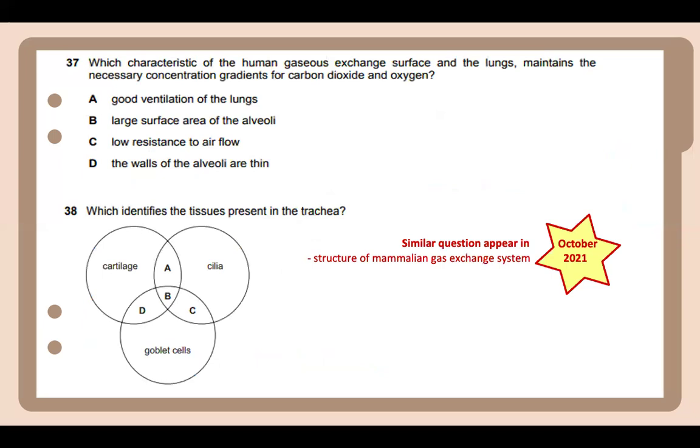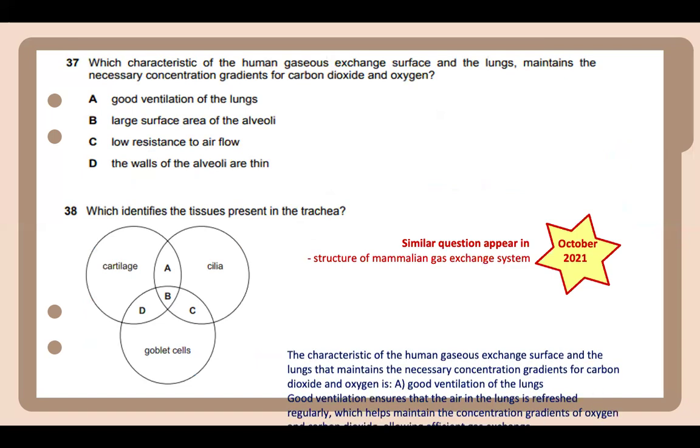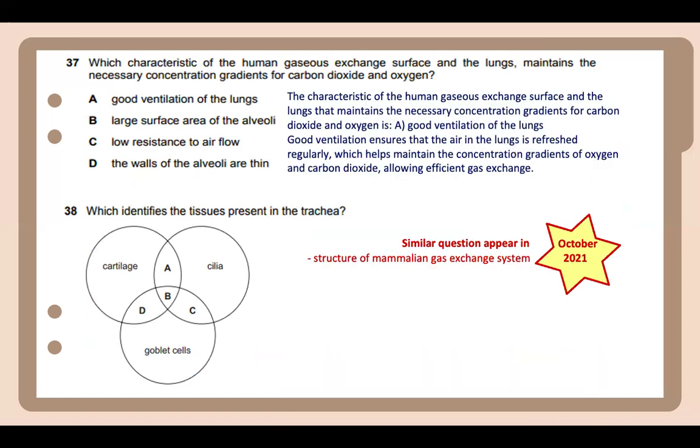Which characteristic of the human gas exchange surface in the lung maintains the necessary concentration gradient for carbon dioxide and oxygen? The characteristic of the human gas exchange surface in the lungs that maintains the necessary concentration gradients for carbon dioxide and oxygen is good ventilation of the lungs. Good ventilation ensures that the air in the lungs is refreshed regularly, which helps maintain the concentration gradient of oxygen and carbon dioxide, which allows efficient gas exchange.